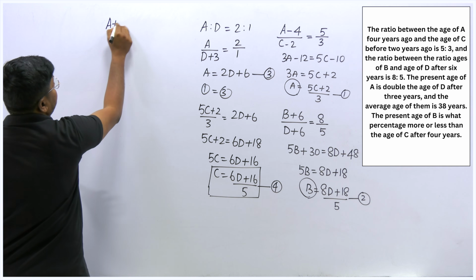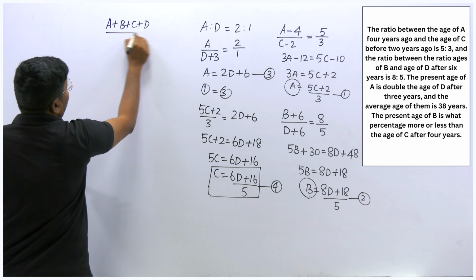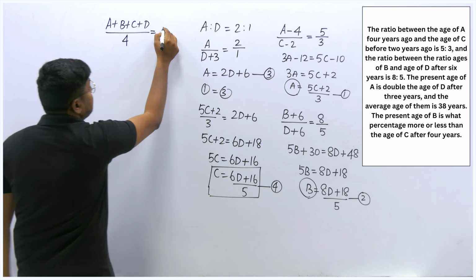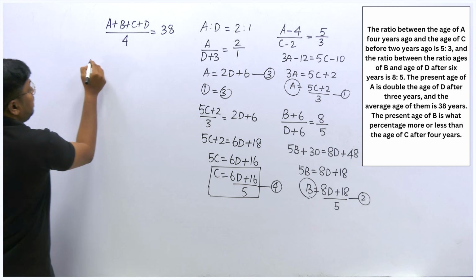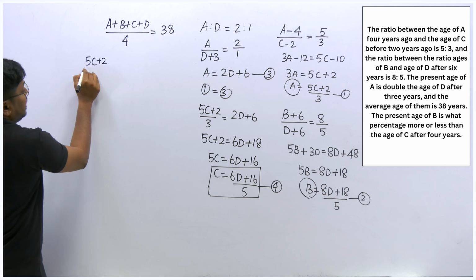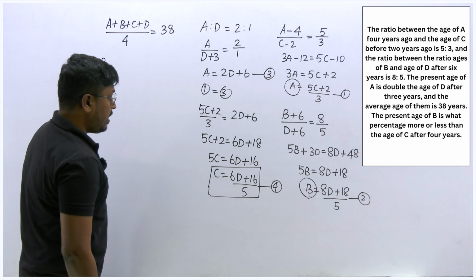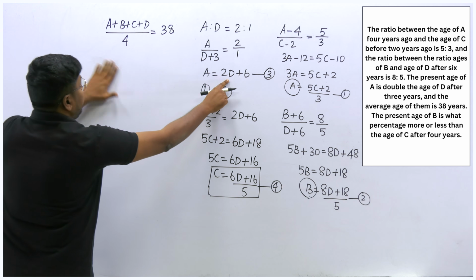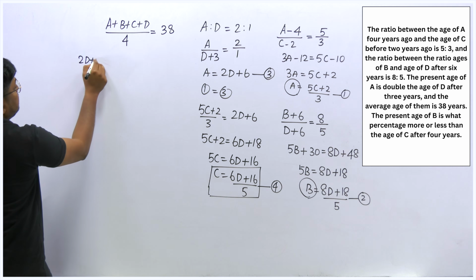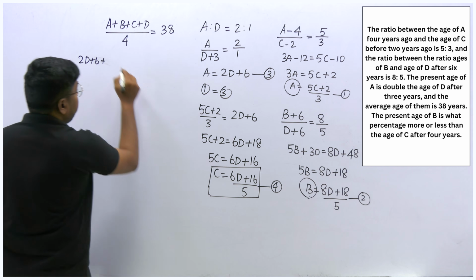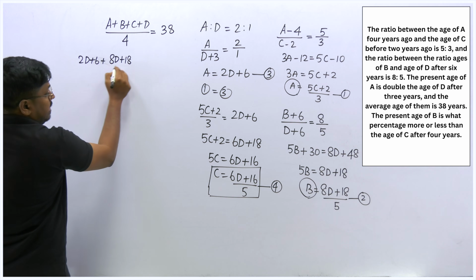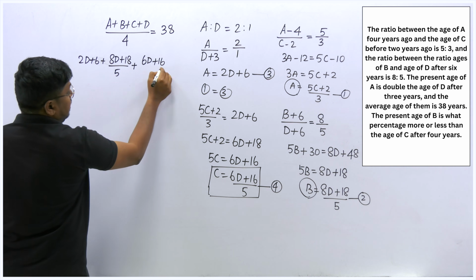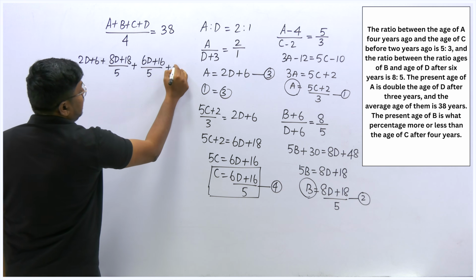According to the question, they have given one of the important clues: the average of A, B, C and D, that means divided by 4, is equal to 38. So now what about A? A will be (5C plus 2) divided by 3. I think this A value is easy, we can substitute it, so instead of A, I substitute 2D plus 6. B will be (8D plus 18) divided by 5. C is (6D plus 16) divided by 5, right? And D we can take as it is.